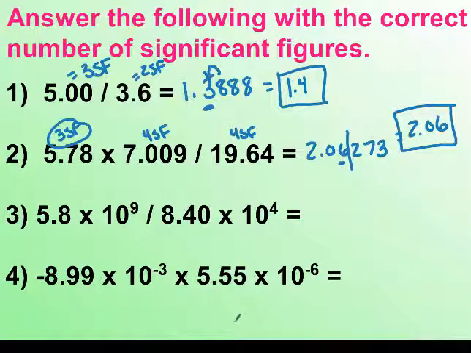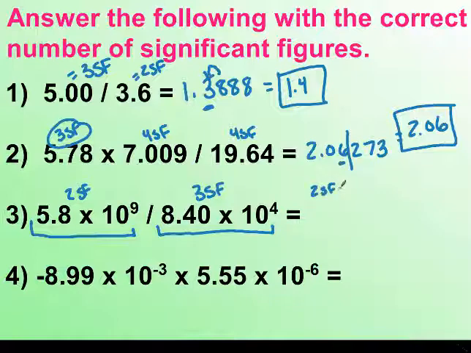All right, 3 and 4, the numbers are in scientific notation. So I've got this number, which has 2 sig figs, and I've got this number, which has 3 sig figs. So I know in my answer, I'm going to want to have 2 sig figs. But the problem is plugging that in the calculator. So there's 2 ways you can do it.